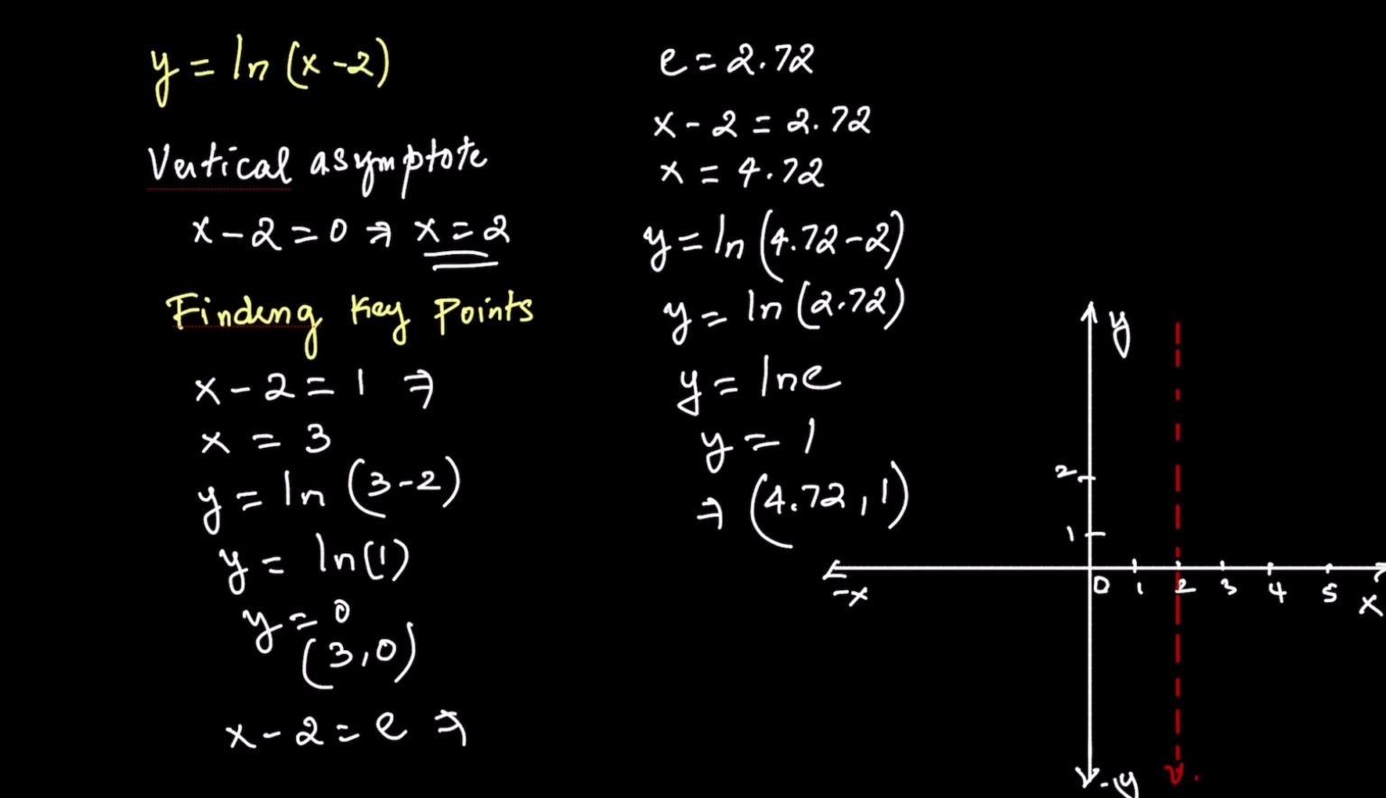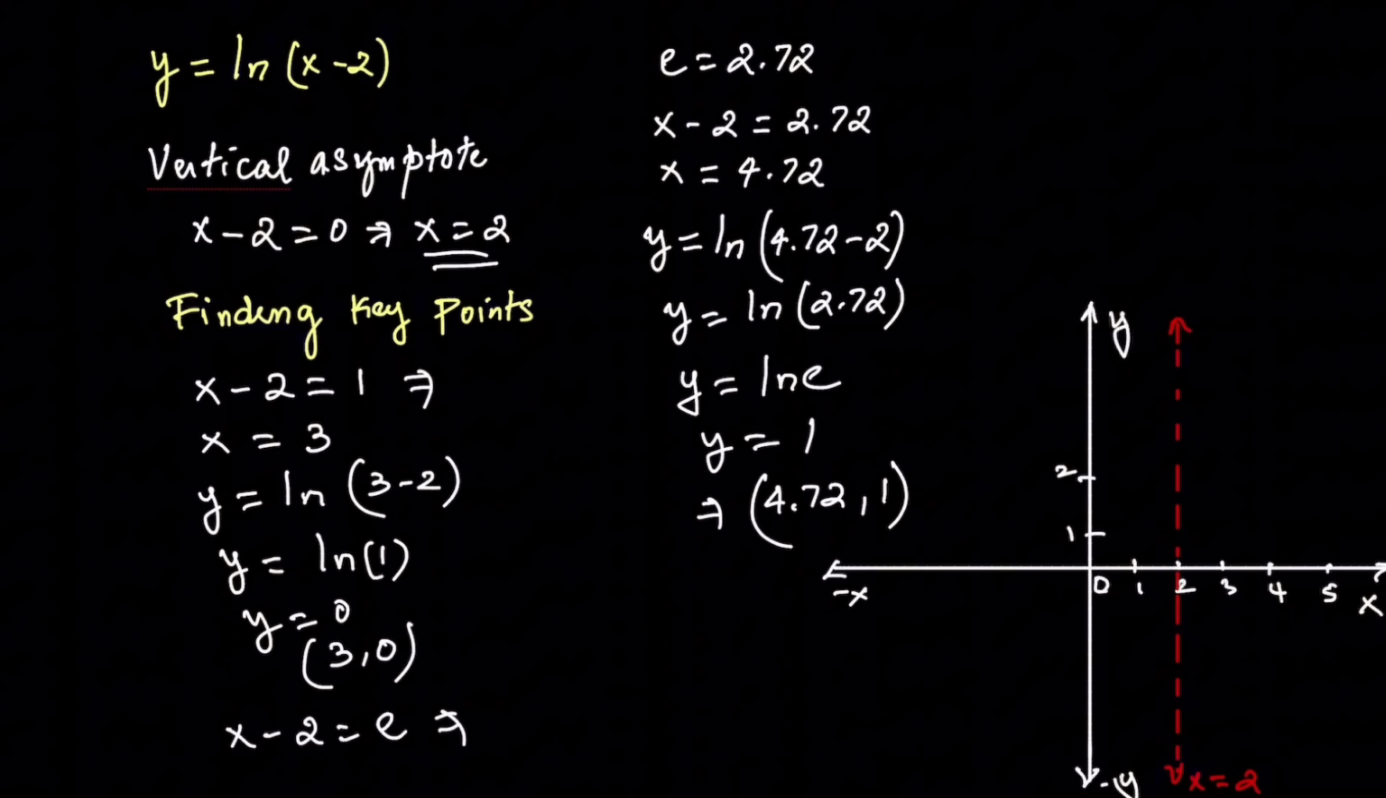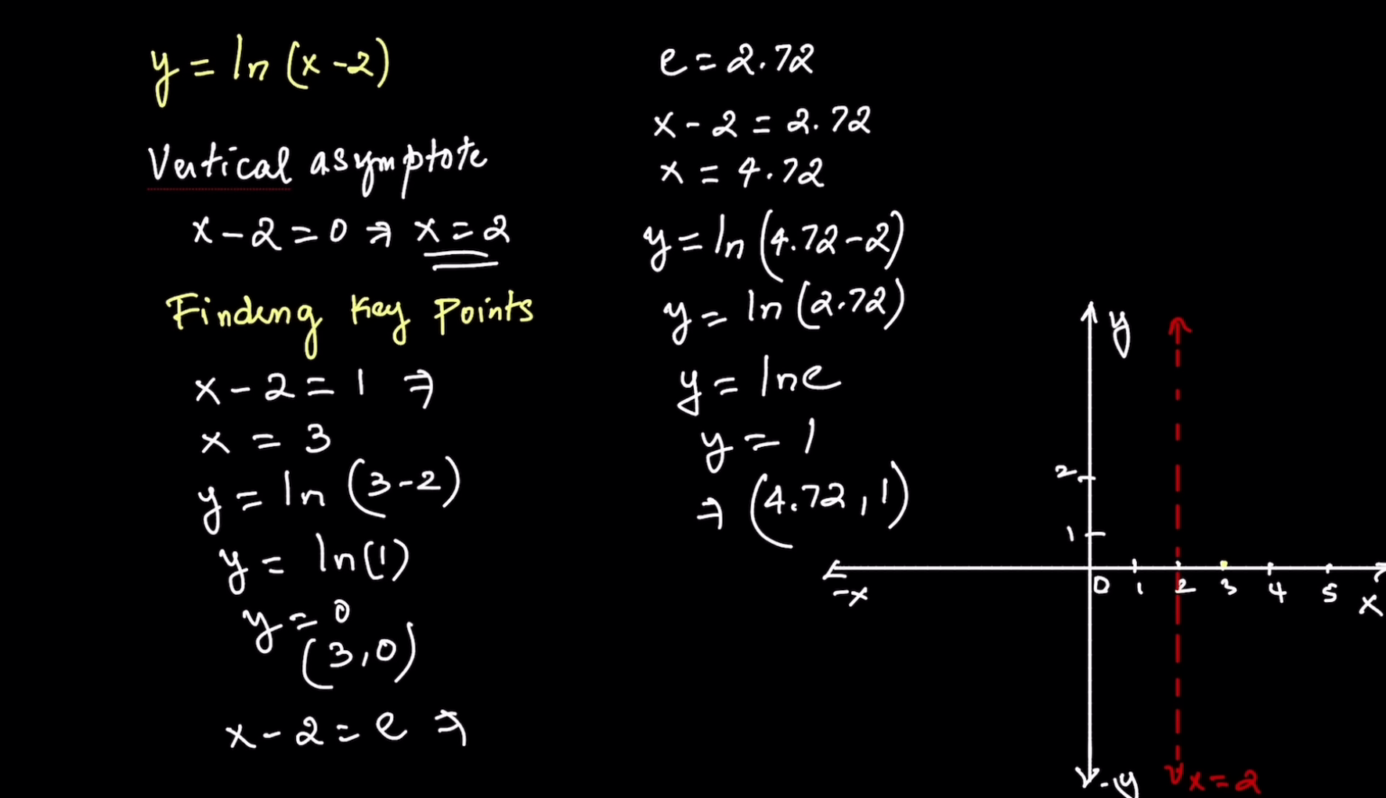Graphing the function. To graph, start by drawing the vertical asymptote at x equals 2. Next, plot the two key points, 3, 0, and 4.72, 1. Now sketch the curve, starting just to the right of the asymptote in quadrant 4, where x is slightly greater than 2 and y is negative. Then the curve rises smoothly through our key points, moving into quadrant 1. Remember, the graph exists only to the right of the asymptote.